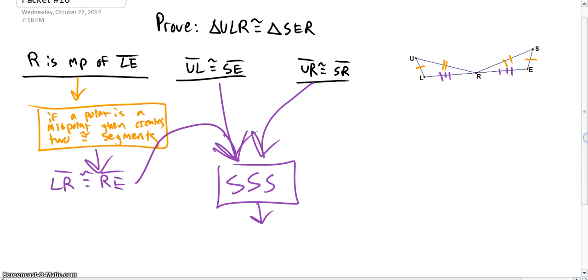Out comes our triangle congruency statement that ULR is congruent to SER. So triangle ULR congruent to triangle SER. And there's my proof.